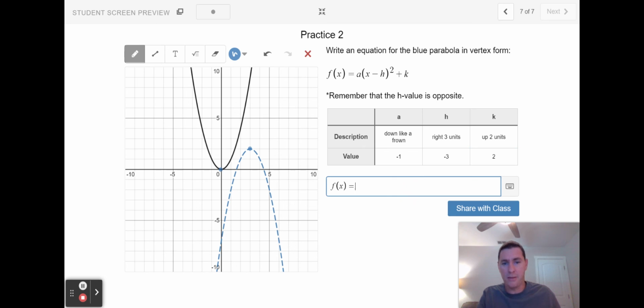So let's put it all together. f of x equals -1 times x plus 3. Wait a second, plus 3? No, -3, because we're going to the right. Okay, squared, and then +2 to shift it up.